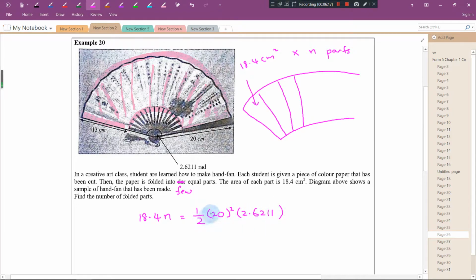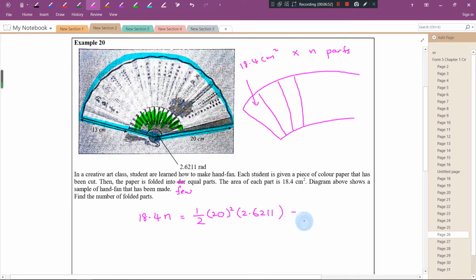2.6211. Okay, 1 over 2 r squared theta. This will give us the area. Okay, so what we get from here is the area for this entire sector. But we are not looking for this one, right? We only want the area for the paper part. So we have to minus. We need to minus this part. We don't want this part.